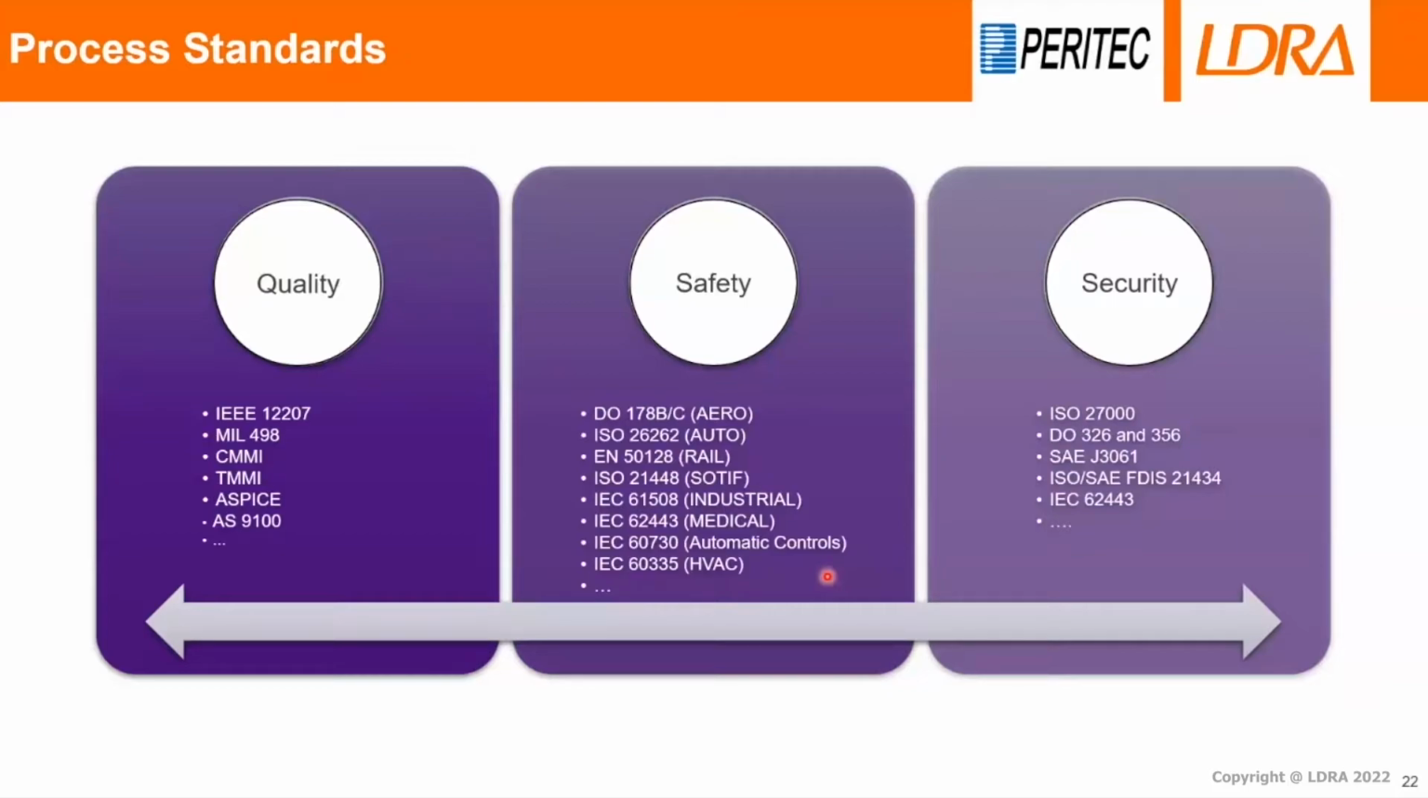And for security also, you can see there are a lot of standards like the ISO 27000 series for IT related applications, and DO 326 and 356 for the aerospace industry, the SAE J3061 for automotive security, which is recently being upgraded with a different standard, ISO SAE 21434, and 62443 is for industrial application. And there are a lot more standards for medical device security, and related standards are coming up. So we can see the security domain is completely evolving, and we need to be prepared for developing a product which is safe and secure.